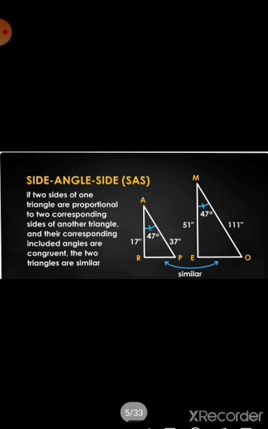If you observe here, AR by ME is equal to AP by MO. AR by ME is 17 by 51 which is equal to 1 by 3. Here 37 by 111 is also equal to 1 by 3. And the included angle of these two sides, 47 degrees, is equal to 47. So we will say that triangle ARP is similar to triangle AMEO under SAS similarity.